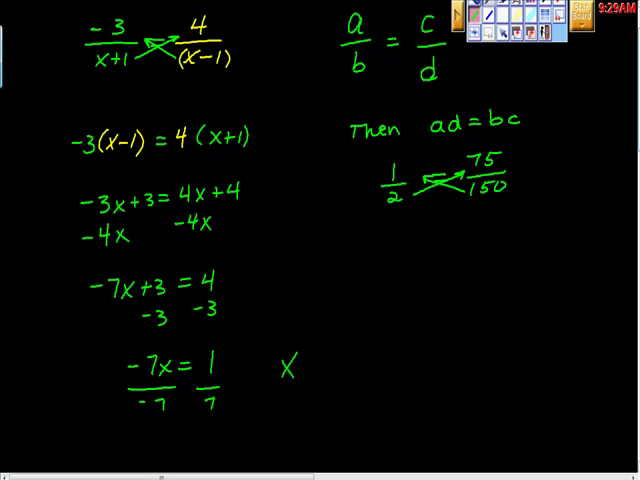We get x is equal to -1 over... Hold on a second. Because I put the negative sign here at the bottom, I put the negative sign at the top. Is that a mistake? Should it be in the middle?